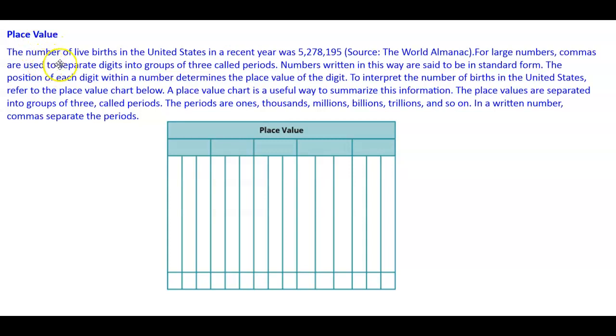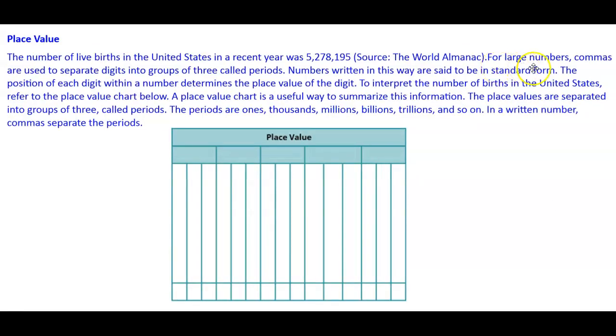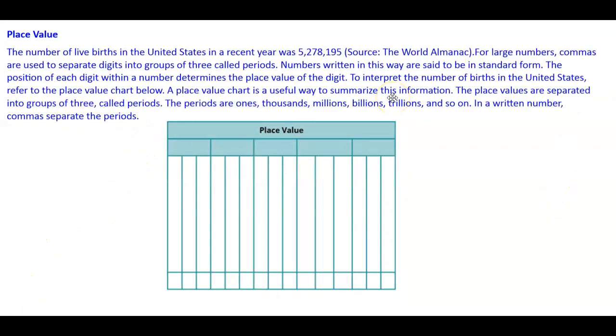Place value. The number of live births in the United States in a recent year was 5,278,195. For large numbers, commas are used to separate digits into groups of 3 called periods. Numbers written in this way are said to be in standard form. The position of each digit within a number determines the place value of the digit.